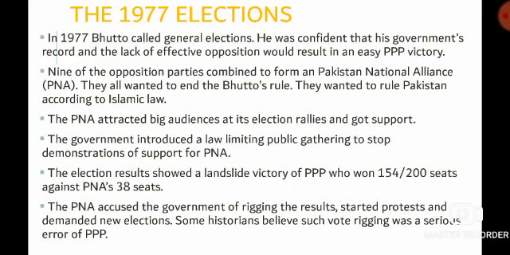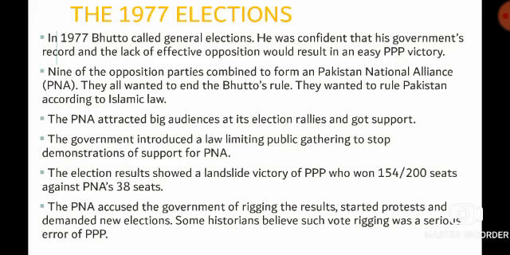Now we will discuss the elections of 1977. Bhutto called a general election. He was so confident that his government and his record and the lack of effective opposition would result in an easy People's Party victory. However, once the election was called, nine of the opposition political parties combined together to form an alliance called Pakistan National Alliance, known as PNA.